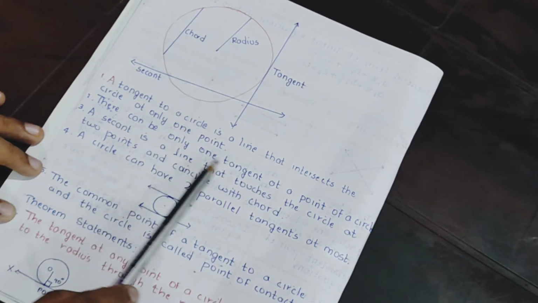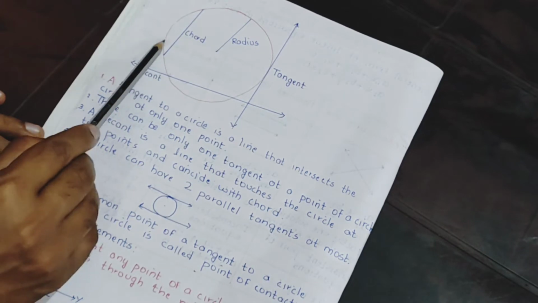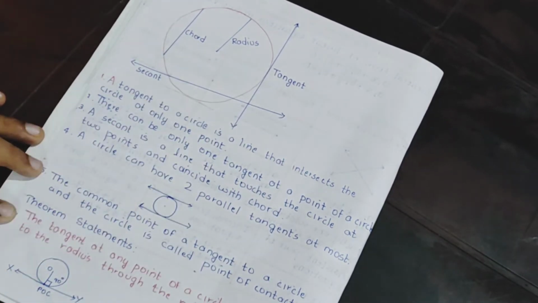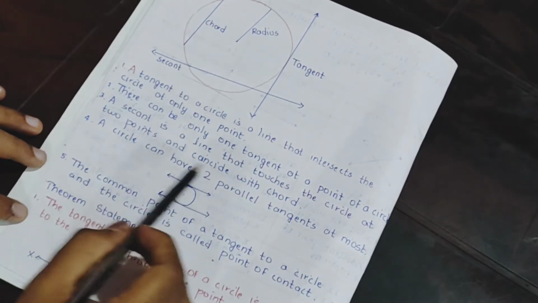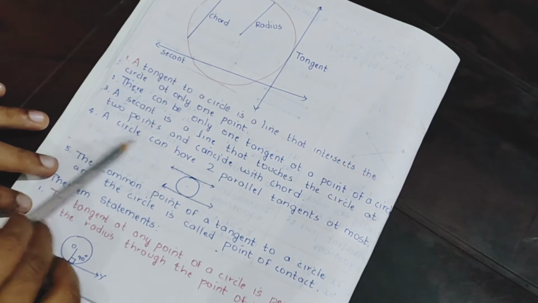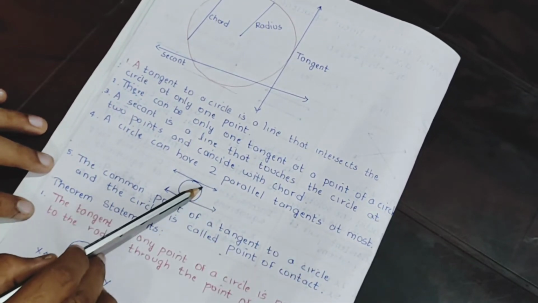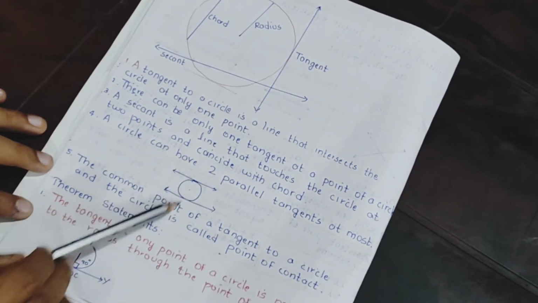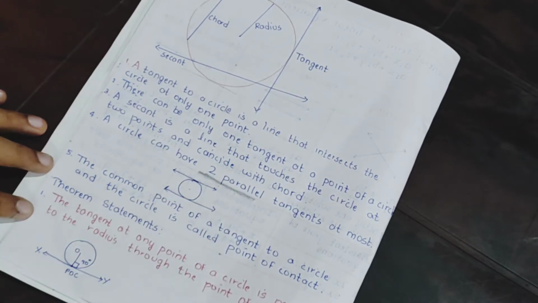And this is important: there can be only one tangent at a point of a circle. At any point on a circle you can draw only one tangent. Next, coming to the next important one: a circle can have two parallel tangents at the most. I have drawn a diagram here. If you take a circle, you can draw only two parallel tangents, either like this, however you want, but you can draw only two parallel lines. This you should not forget.